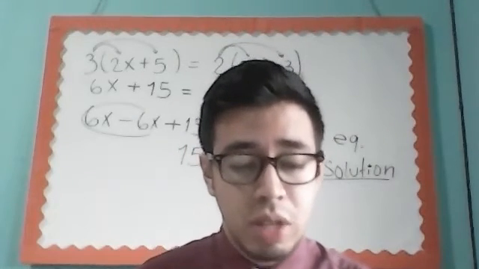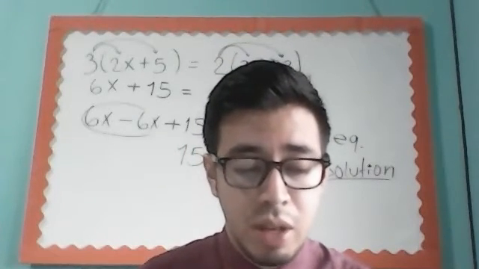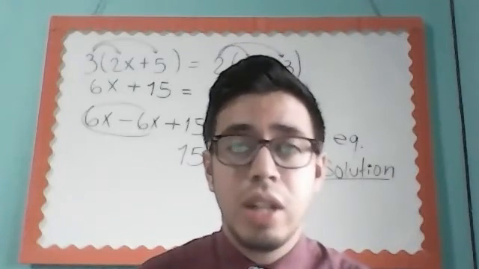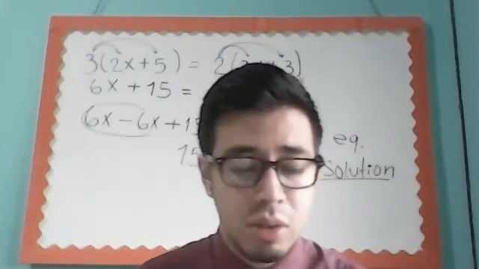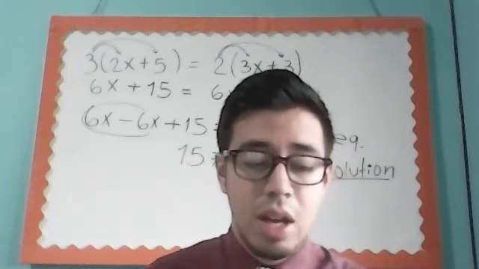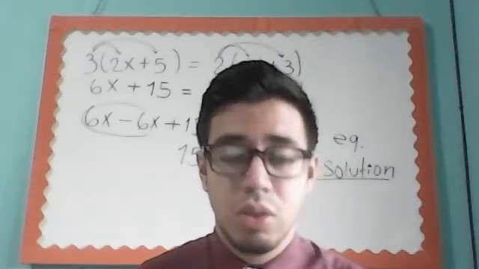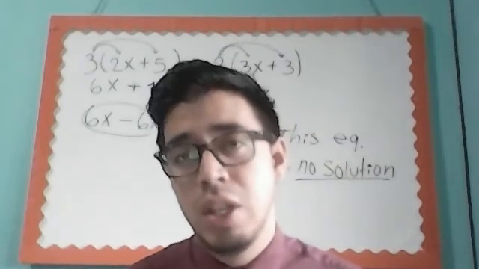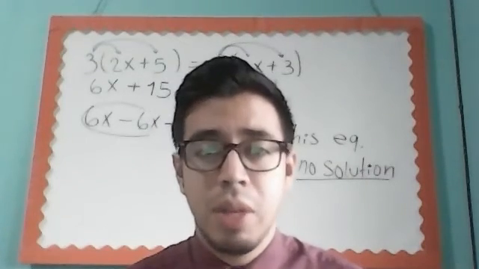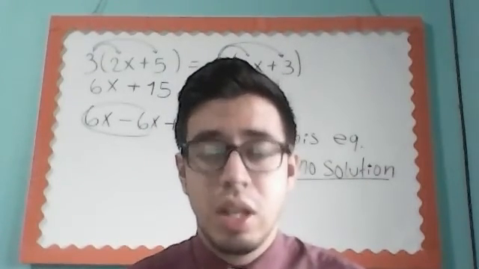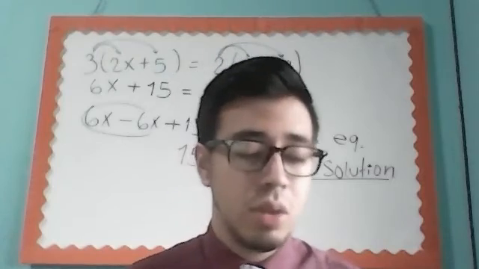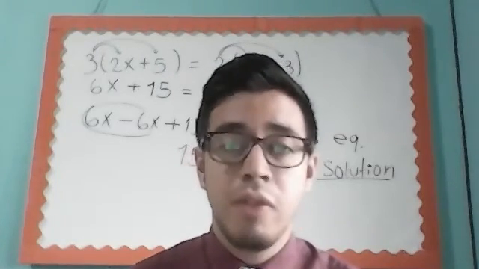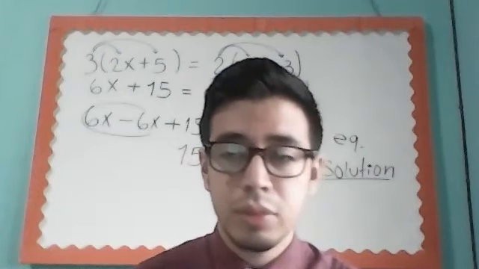In the number 2, you can apply the distributive property on the left side of the equation mentally, and you find that it's equal to the other side. So at the end, this has infinitely many solutions. Remember, when one side of the equation is completely equal to the other side of the equation, you say that it's going to have infinitely many solutions.